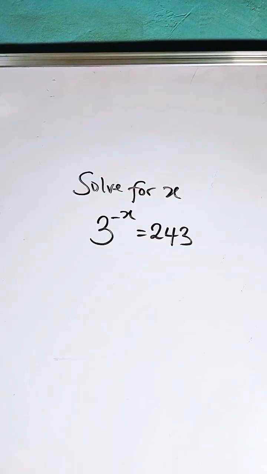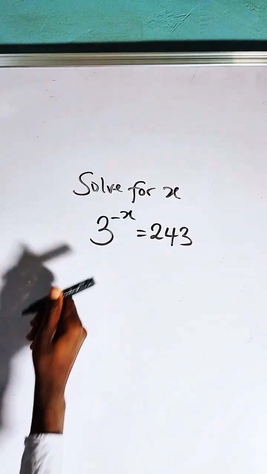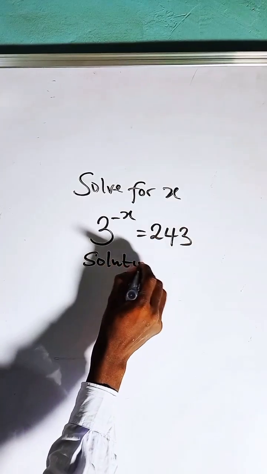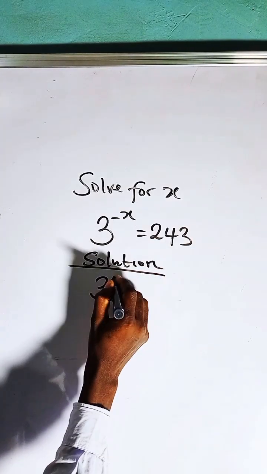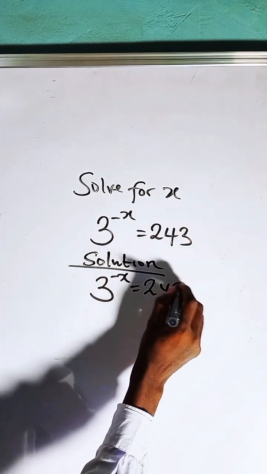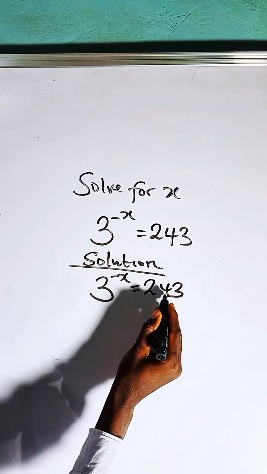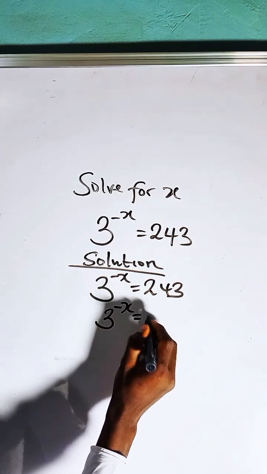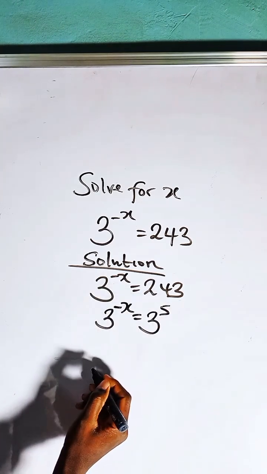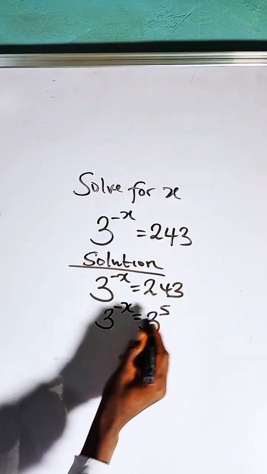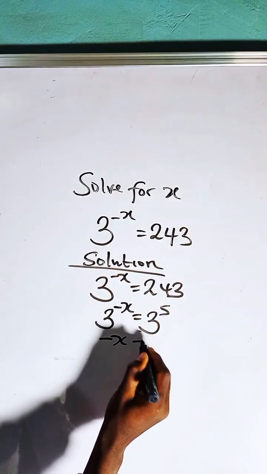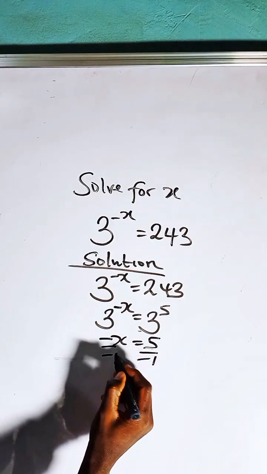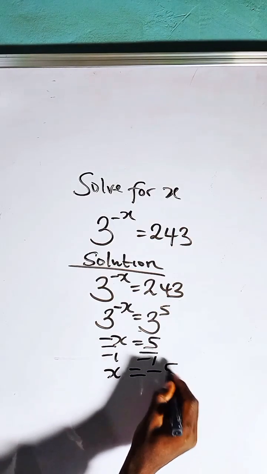The question says solve for x in this equation. So we have 3 raised to the power minus x equals 243. Okay, so we can have this in base 3. So we have 3 raised to the power minus x equals 3 raised to the power 5. So we have equal base. So let's take the power: minus x, and we have 5. So we divide both sides by minus 1, which is the coefficient of x. So we have x to be minus 5.